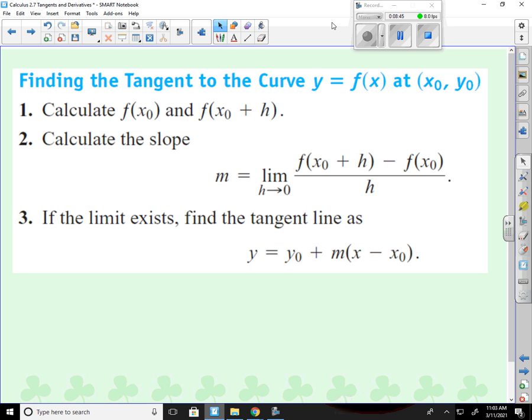Finding the tangent to the curve, this is our formula for doing this. So the first thing that we do is we calculate f of x naught. So you plug x naught, or whatever your point is, your x value of P, into the equation. Then you find f of x naught plus h, or the gap between the 2 points. Calculate the slope based on our last definition. And if that limit exists, then we find the tangent line as our y naught, or just this value of point P, plus m times x minus x naught. So this is our process for finding the tangent to the curve.